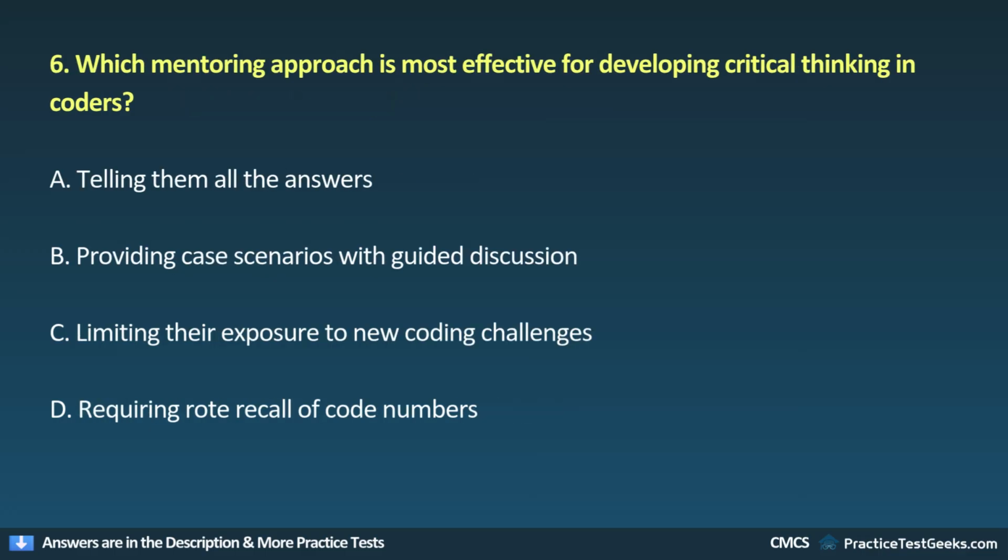6. Which mentoring approach is most effective for developing critical thinking in coders? A. Telling them all the answers. B. Providing case scenarios with guided discussion. C. Limiting their exposure to new coding challenges. D. Requiring rote recall of code numbers.